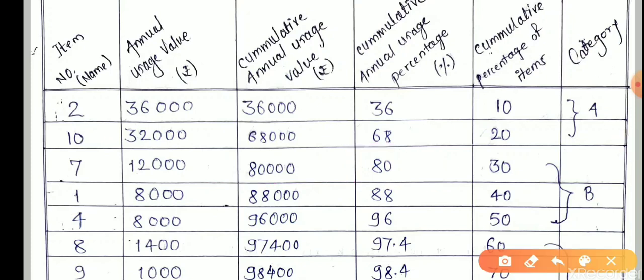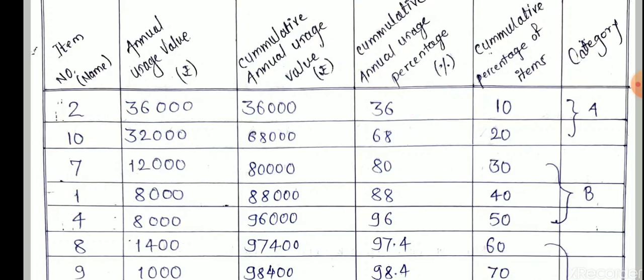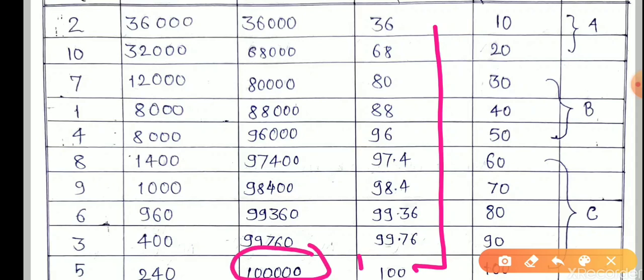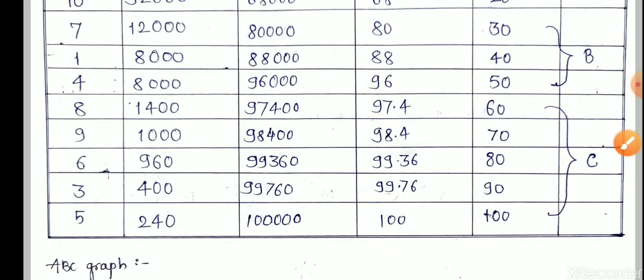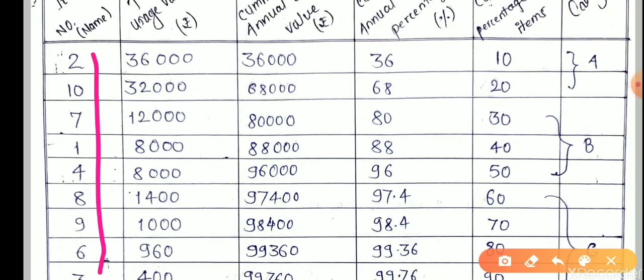This means that of the total 1 lakh rupees, 36 percent is for 2 items, 68 percent for items 2 and 10, 80 percent for items 2, 10 and 7, and 88 percent for items 2, 10, 7, 1. That is, only 4 items consume 88 percent of the cost of the complete year. Are you getting this? Similarly, we calculate the cumulative percentage, and at the end, 1 lakh divided by 1 lakh into 100 is always 100. That means a total of 100 percent we are going to spend on the total 10 items, starting from 1 up to 5.